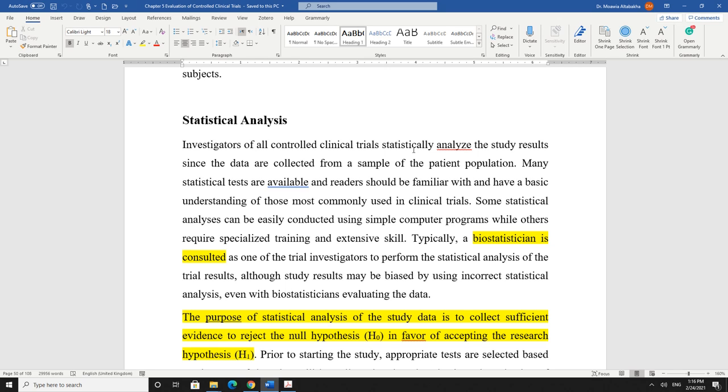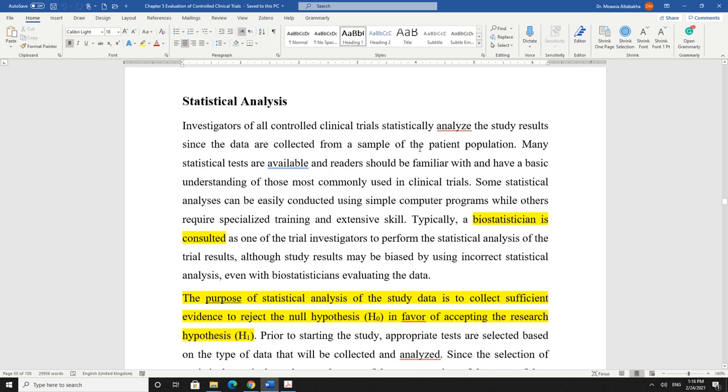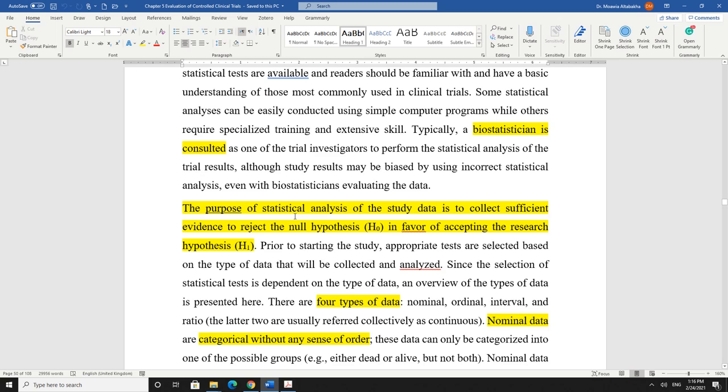Usually, especially for large clinical trials, they need to have a biostatistician who will be one of the investigators of the clinical trial. Now, you remember, we said that some of the clinical trials involve hypotheses, and that is the null hypothesis and the alternative hypothesis, or what we call the research hypothesis. So we will focus on clinical trials involving these hypotheses. But I want you to remember that even when a biostatistician is involved, that does not mean that you will accept the result as it is, because it can have some bias.